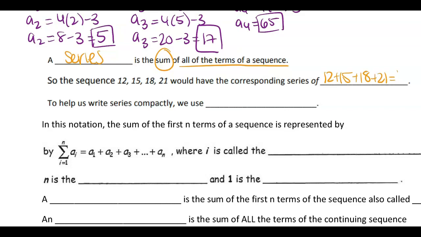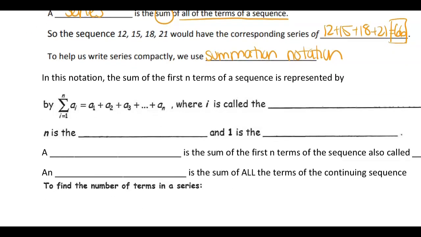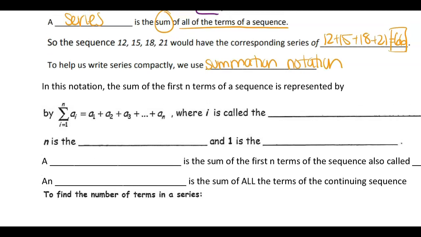That's your answer. To help us write the series compactly, we use what's called summation notation. Summation notation pretty much prevents us from having to write out all of those values. We just write it as one little summation symbol, and that tells us what we're supposed to be adding. So in this notation, we're going to show how we would take the first n terms and add them. You have your summation symbol, which is a sigma, and then you have the i on the bottom and the n on top.